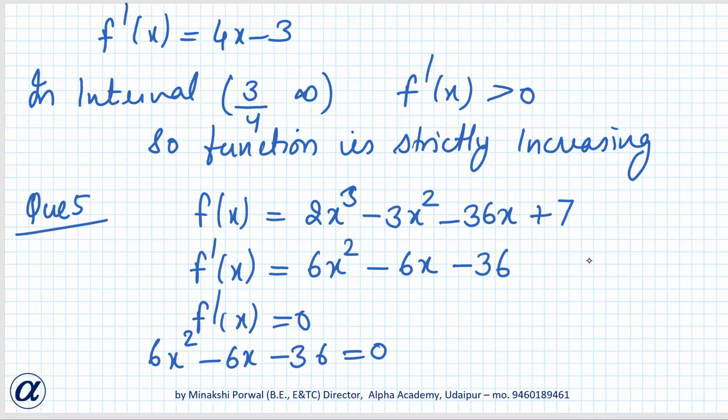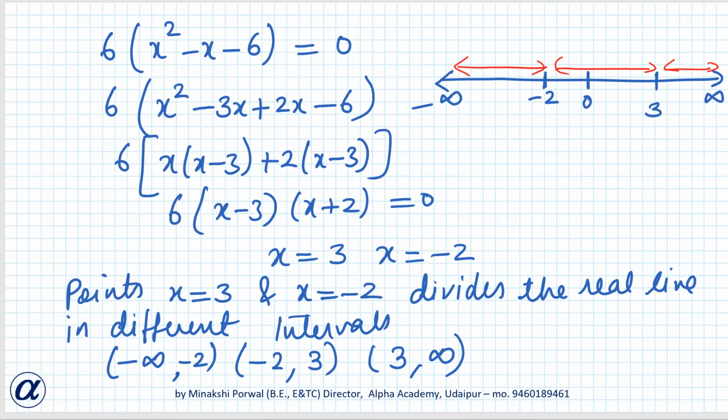Question 5th, exercise 6.2. Find the intervals in which the function f(x) = 2x³ − 3x² − 36x + 7 is strictly increasing. So first of all, we differentiate it. After differentiating, we will put it equal to 0 and find the points which divide the real line into different intervals.